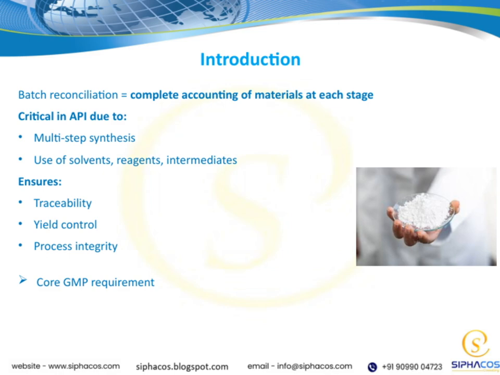Why is this so important? Well, it provides traceability, so we can follow each material through the entire process. It also helps us control yields, making sure we get the expected amount of product at the end. And of course, it maintains process integrity, ensuring everything is consistent and compliant with quality standards.